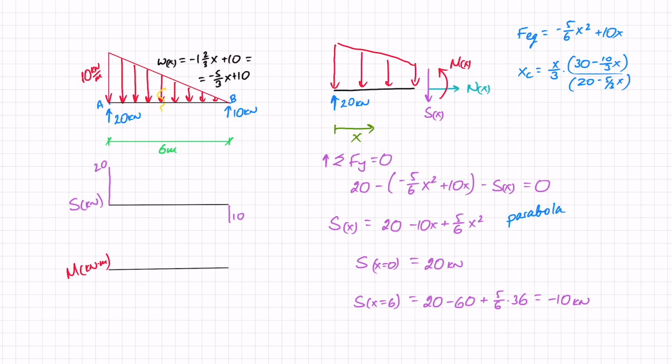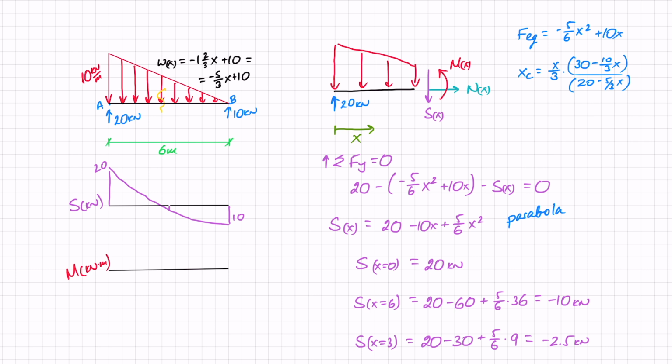What I can do is add maybe another point, say in the middle. What happens when x equals 3? So I got 20 minus 30 plus 5/6 times 3 squared, so that's 9, and that works out as minus 2.5 kilonewtons. So when I come to the middle, I'm going to be somewhere here at minus 2.5. And my parabola is going to look like this.